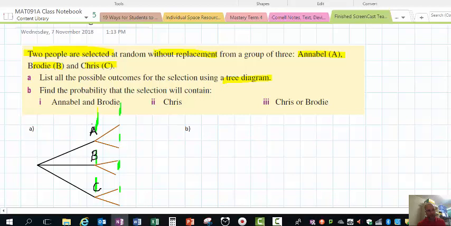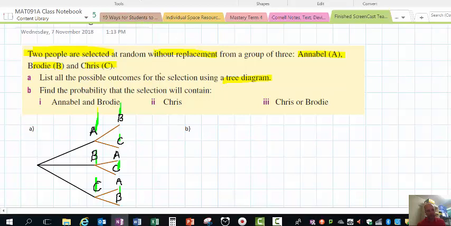Okay, looking at the first branch here of Annabelle A, given that we've chosen Annabelle on the first one, it would mean that we could choose only Brody or Chris on the second, because this one is without replacement. On the middle branch, given that we've chosen Brody on the first one, we could only choose Annabelle or Chris on the second. Or if we chose Chris on the first, down the bottom here, we could choose Annabelle or Brody on the second choice.